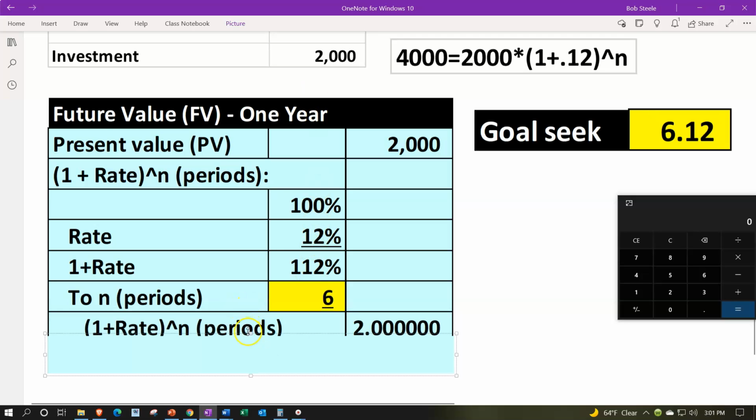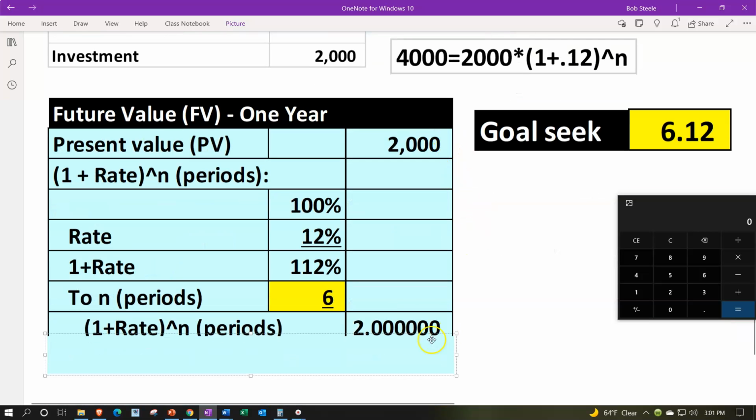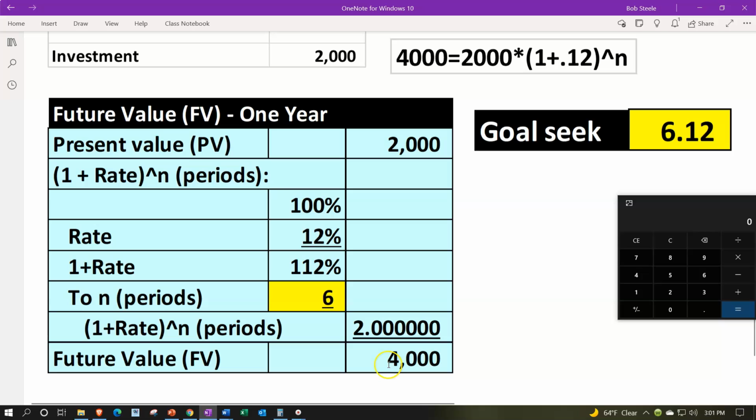So then we would say the 1.12 to the power of 6.12 gives us 2, and then we're going to multiply those two together here. Multiplying the outer column, 2,000 times 2, would of course give us the end result, which in this case is the correct answer of 4,000.